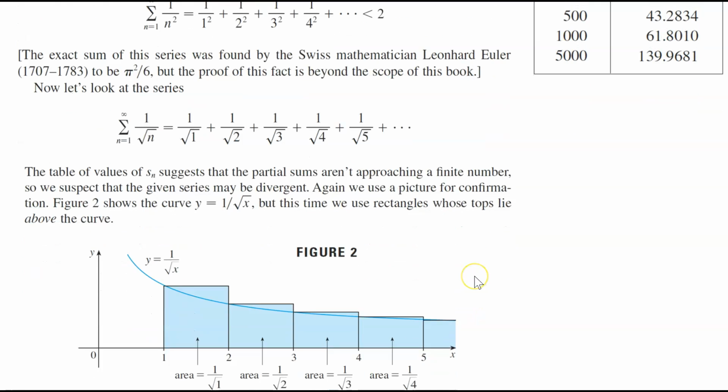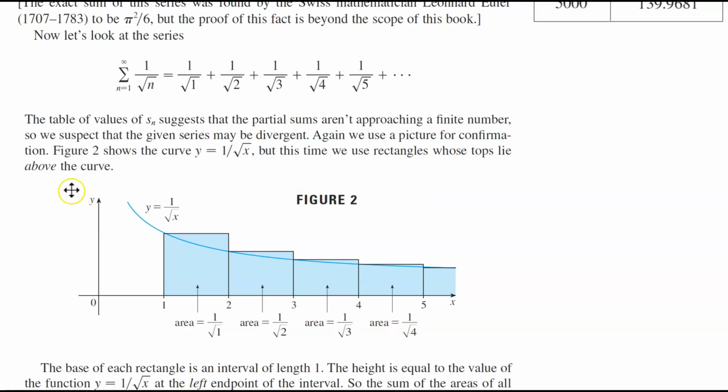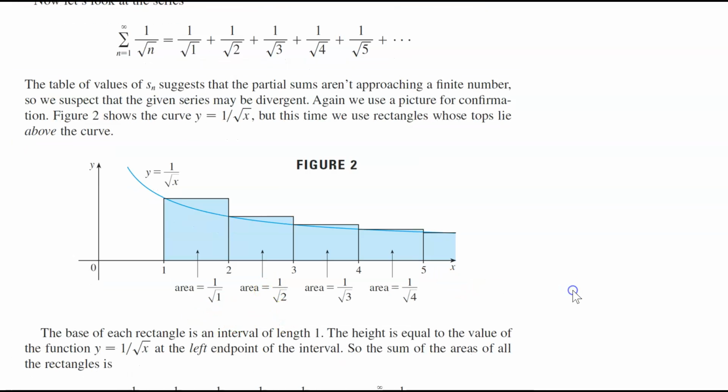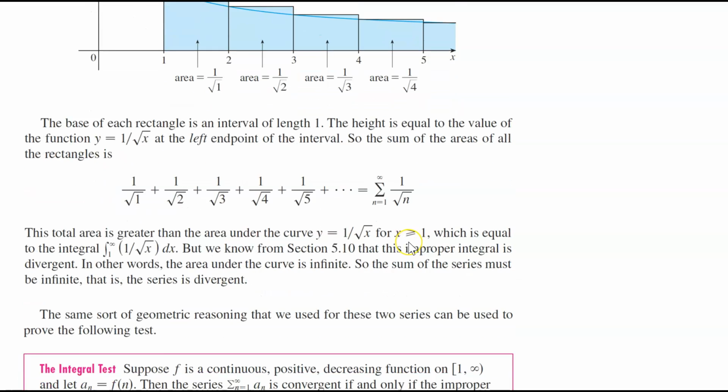Again, we use a picture for confirmation. In figure 2, we see the curve y equals 1 over the square root of x, but this time we use rectangles whose tops lie above the curve. So here we have the area 1 over the square root of 1, 1 over the square root of 2. The base of each rectangle is an interval of length 1. The height is equal to the value of the function y equals 1 over the square root of x at the left endpoint of the interval. So the sum of the areas of all the rectangles is equal to the summation from n equals 1 to infinity of 1 over the square root of n.